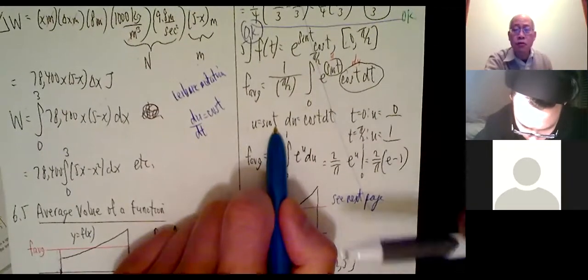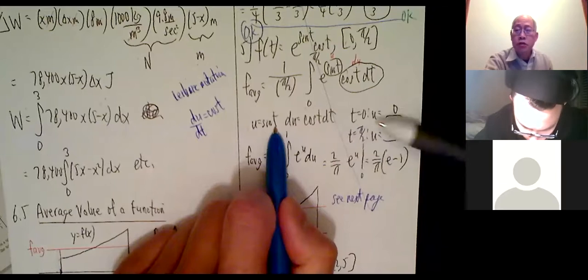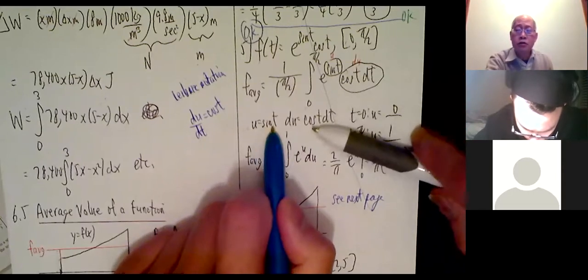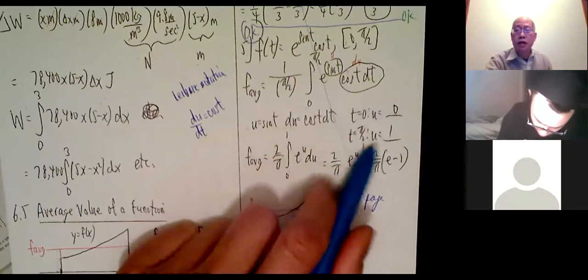I got sine of 0. Sine of 0 is 0. So when t is 0, u equals 0. And then I plug in the upper limit, pi over 2. Sine of pi over 2, 90 degrees, that's 1.